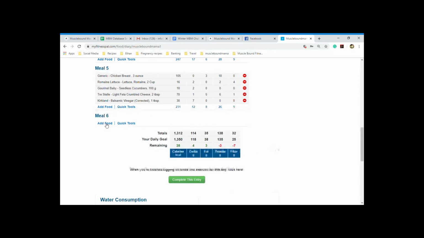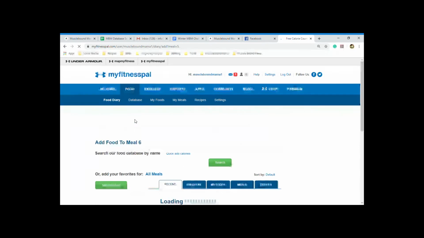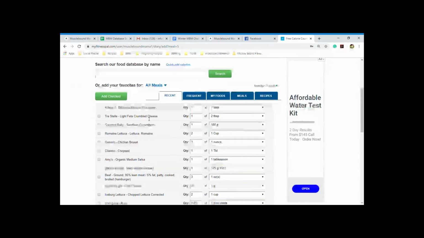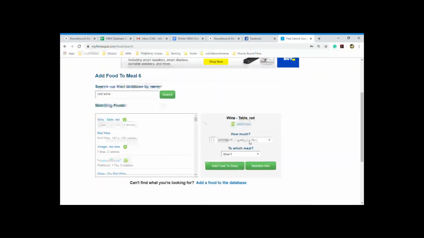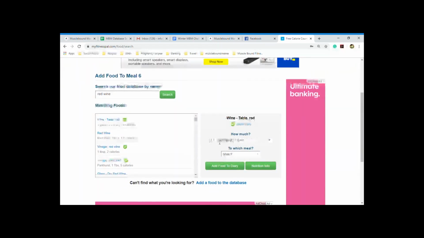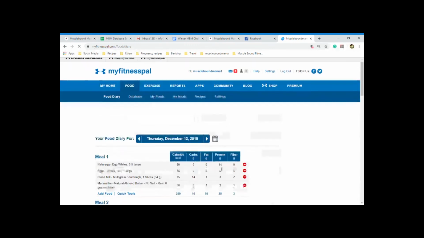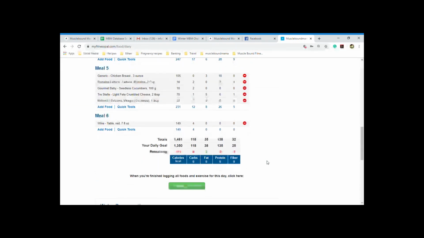So if I have a glass of wine, I am obviously going to be putting myself over for the day, and that is not ideal. So I'm going to go back in and add my red wine, and we're going to see how to make this work now. Now again, I know that I had a tough day, so I want that 7 ounces. So I'm going to add that in, and I am 111 calories over.